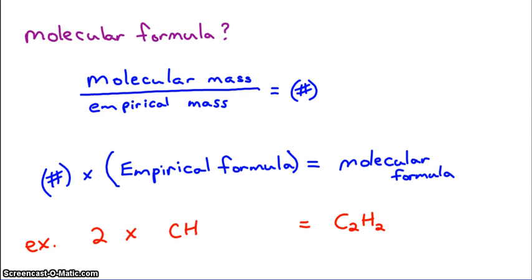To determine the molecular formula, we need two things, the molecular mass and the empirical mass. We already know the empirical mass because we were given the empirical formula. So all we need to do is determine the molecular mass, and then we can easily figure out the molecular formula.